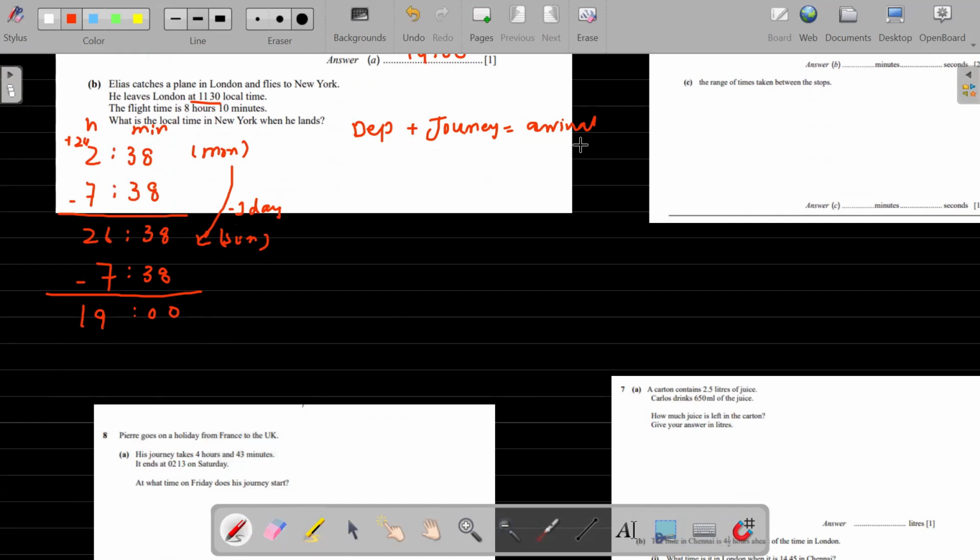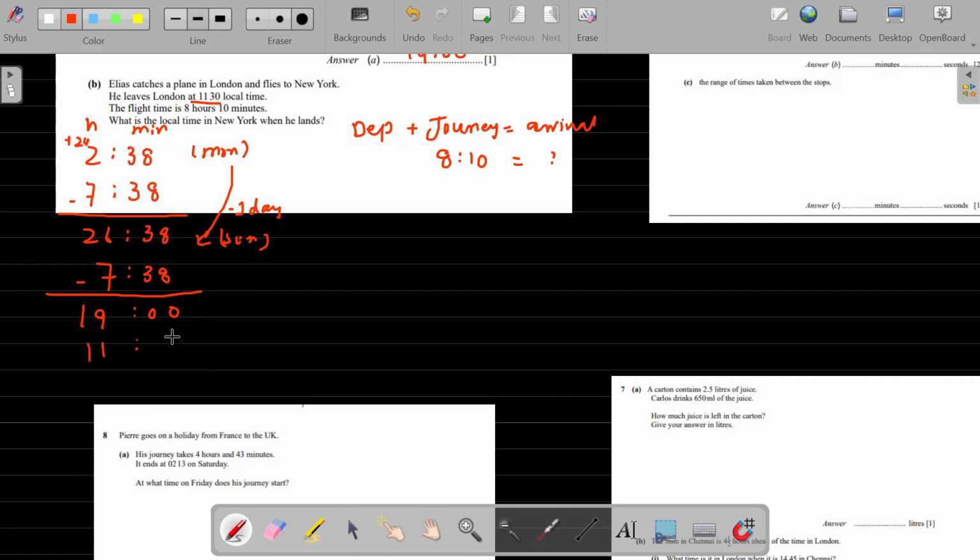Because I need to calculate the arrival time of New York and I know the journey time, which is 8 hours and 10 minutes. I don't know the arrival time, but I can calculate the departure time by looking at the departure time of London, okay? So I can figure out the departure time of New York. I'm considering that if my flight is leaving at 11:30 from London, then by adding 19 hours to it, I can get my departure time according to New York's local time. Okay, so let's add them up over here.